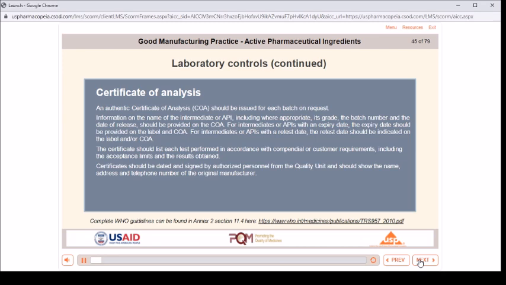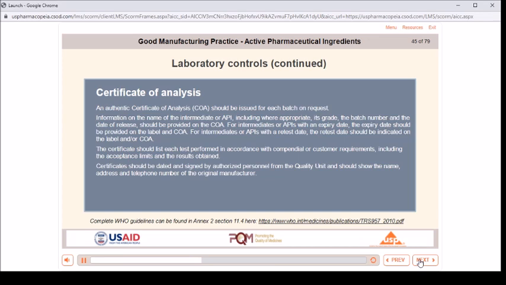Laboratory controls. Continued. Certificate of analysis. An authentic certificate of analysis, COA, should be issued for each batch on request. Information on the name of the intermediate or API, including where appropriate, its grade, the batch number, and the date of release, should be provided on the COA.